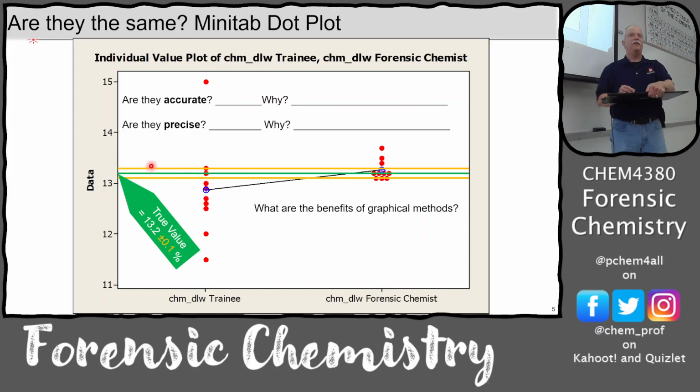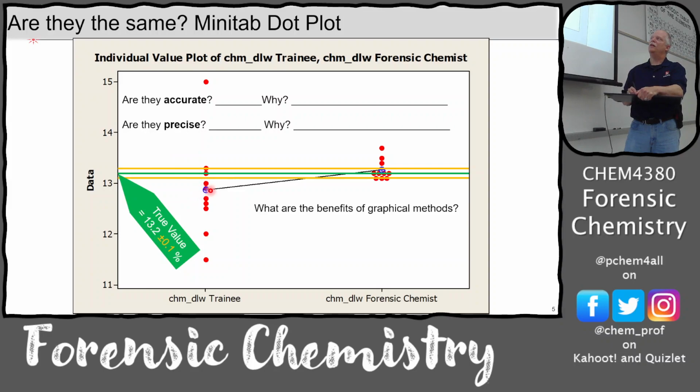So that's the accepted value, plus or minus the uncertainty. And you can see they both hit it, right? So the true value is contained in the spread of their data. And so you could say they're both accurate. They're not exactly the same, but they're pretty accurate.